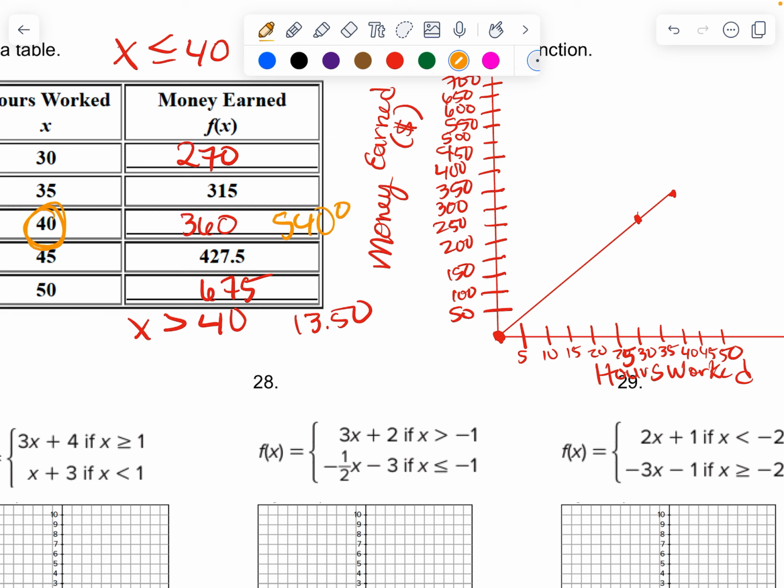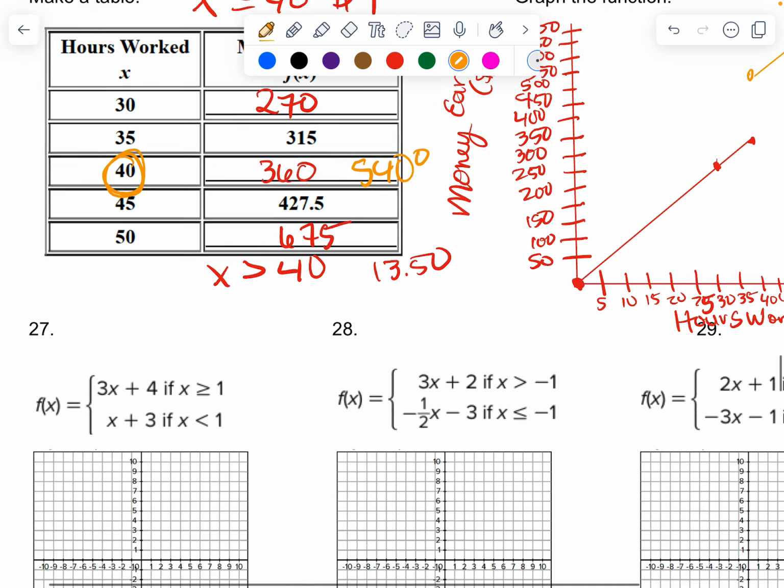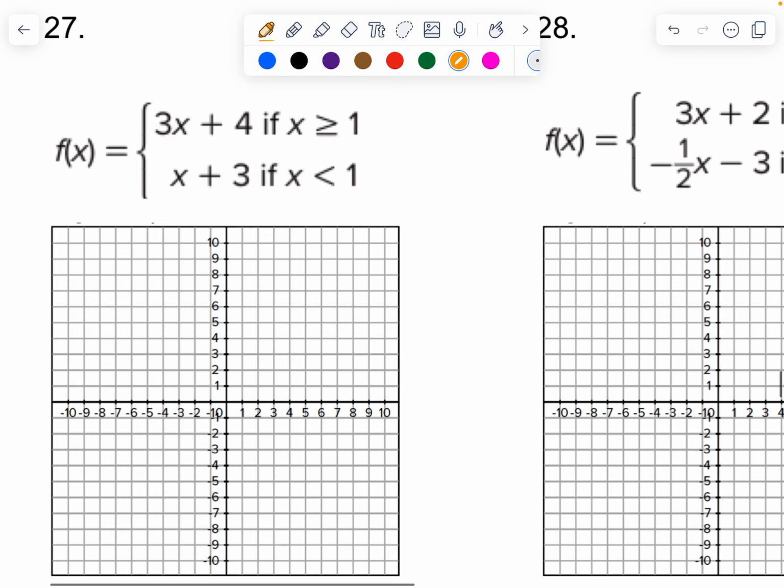So at 40, $540, he's going to have an open dot. And at 50, he's going to have $675. So about here. And that's what that's going to look like. Okay, so here we have a piecewise.